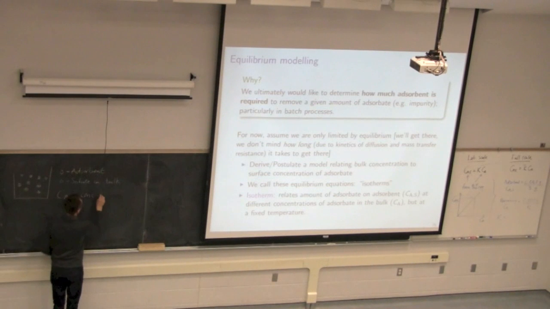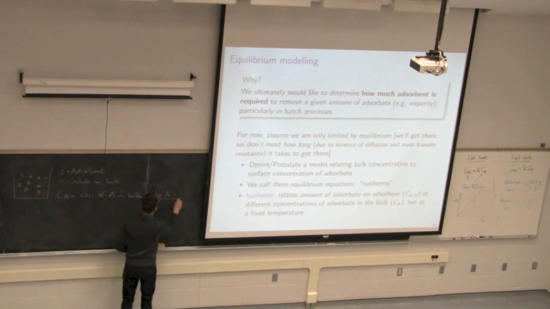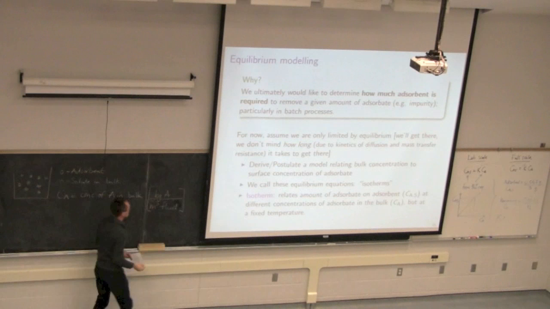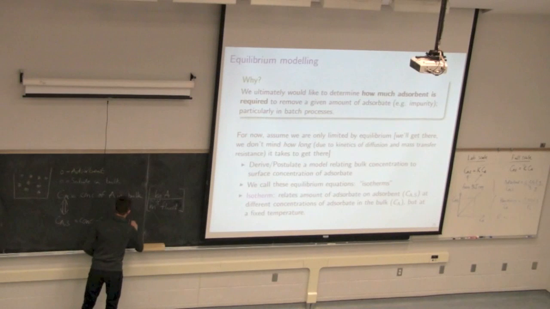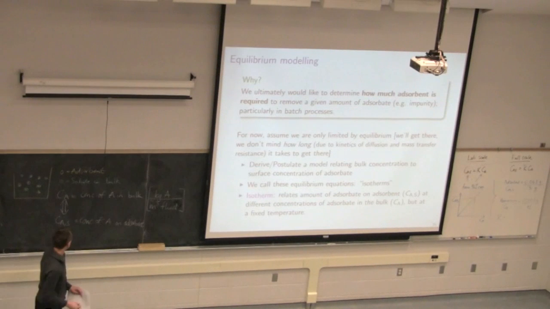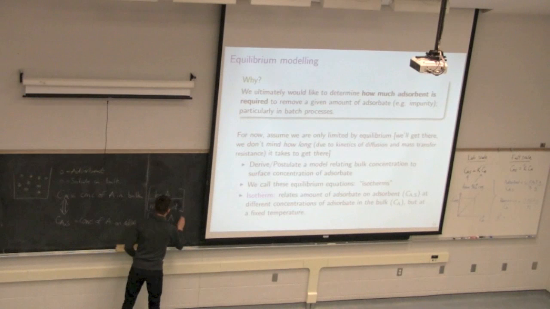So the terminology we use is CA, the concentration of A in the fluid, and the units of that is kilograms of A per meter cubed of fluid. That's what's remaining in the liquid phase or the fluid phase around the adsorbent. That's what's left over, and that's in equilibrium with CAS, which is the concentration of A on the surface or inside that adsorbent, measured in different concentration units: kilograms of A per kilogram of adsorbent.